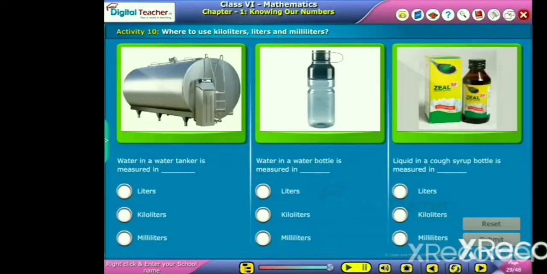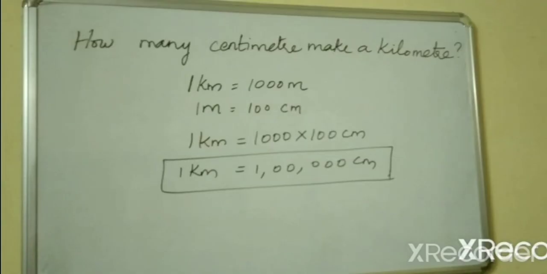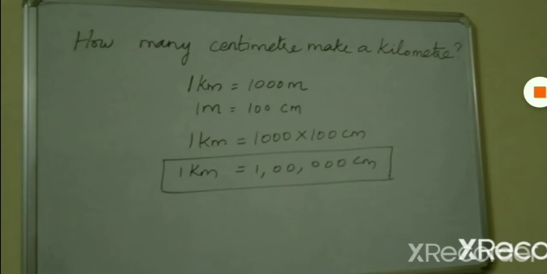Let us see where to use kiloliters, liters and milliliters. Click the appropriate options for the following. Now try these. How many centimeters make a kilometer? We know 1 kilometer is 1000 meters and 1 meter is 100 centimeters. So it is 1000 into 100, we get 1 lakh centimeters. So 1 kilometer will be equal to 1 lakh centimeters.